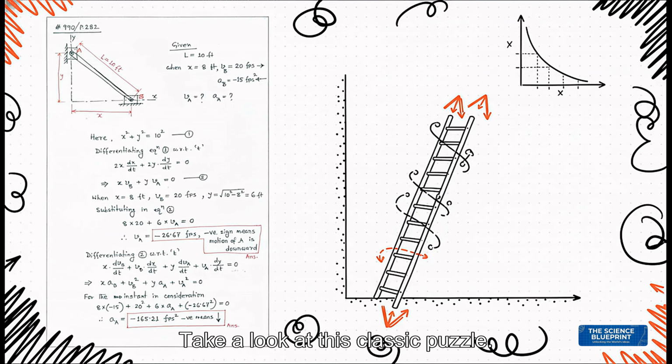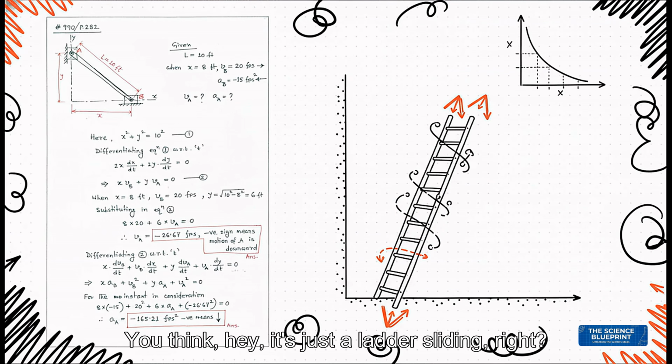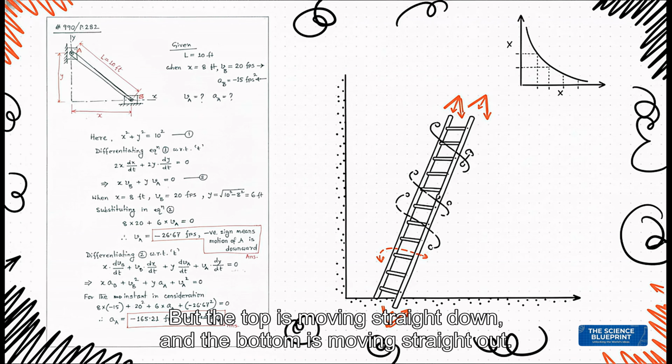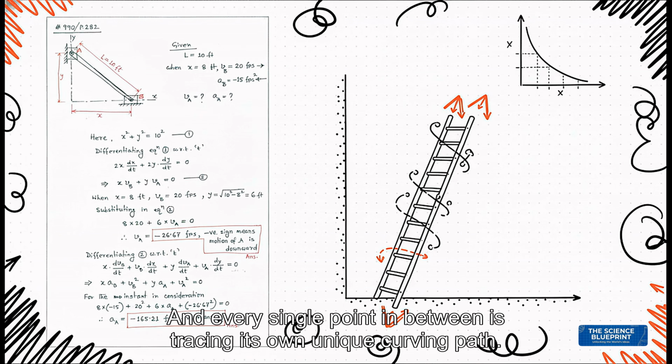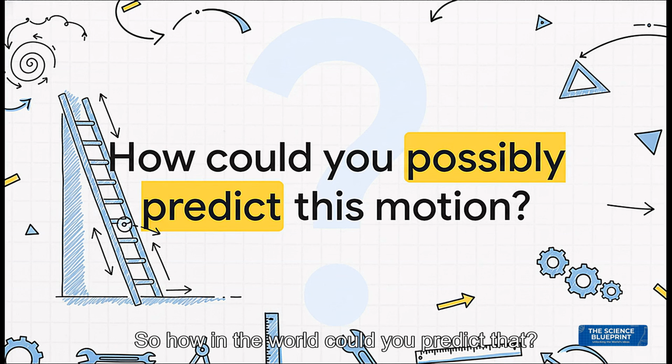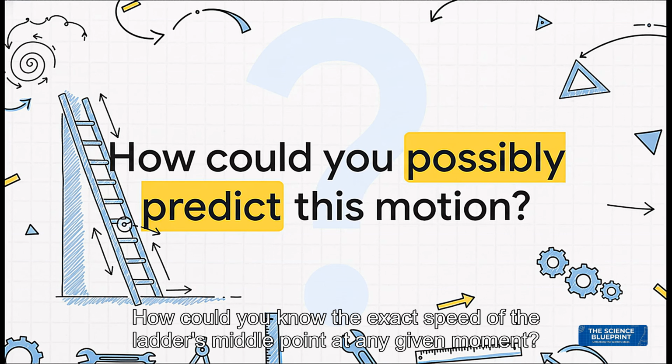Take a look at this classic puzzle. You've got a ladder sliding down a wall. You think, hey, it's just a ladder sliding, right? But the top is moving straight down and the bottom is moving straight out. And every single point in between is tracing its own unique curving path. So how in the world could you predict that? How could you know the exact speed of the ladder's middle point at any given moment?